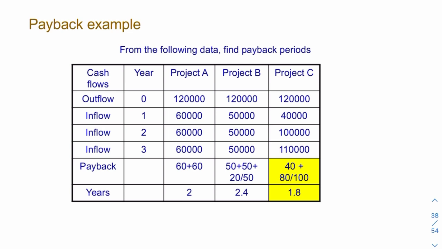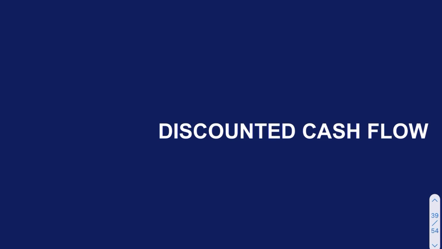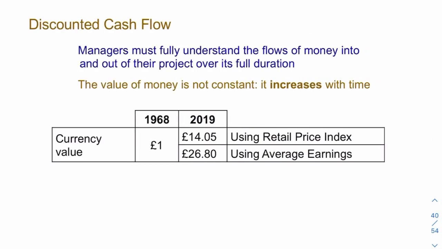Now, finally, the last thing we want to spend some time looking at is something called discounted cash flow. And this is about the value of money. It's important that we understand flows of money into and out of a project. So just now we were talking about this £120,000 in year zero and then different sums of money in different years. It turns out that the value of money isn't constant.